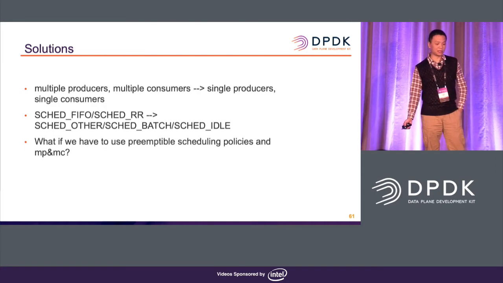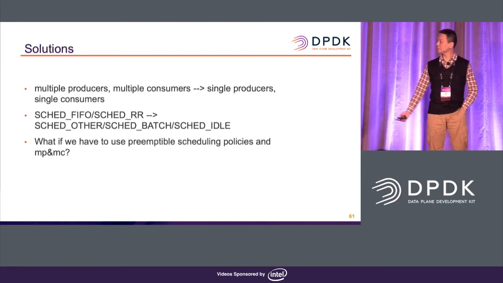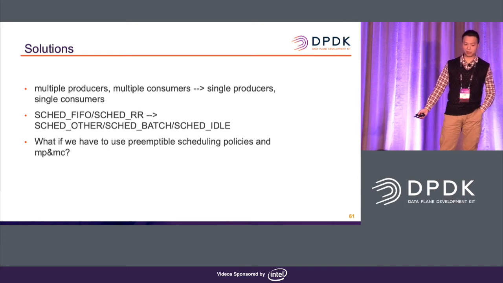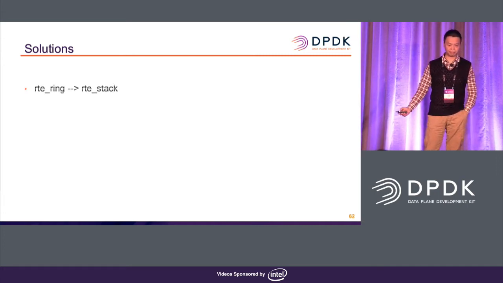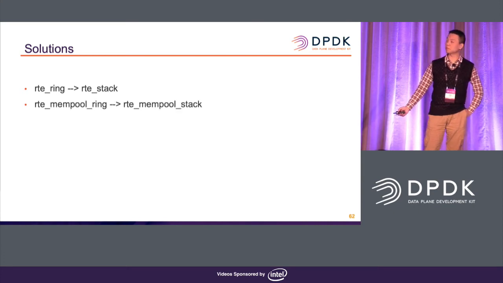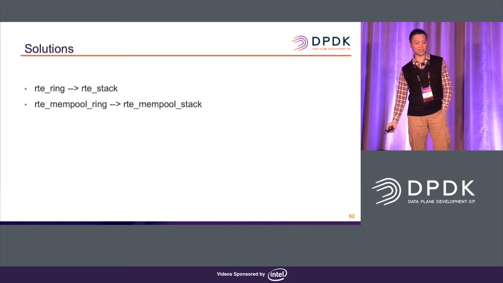Then someone will ask, what if we have to use the preemptible scheduling policies and multi-producer and multi-consumers? We can use the RTE stack instead of RTE ring. This is also community suggested. And use the RTE mempool stack to replace the RTE mempool ring.